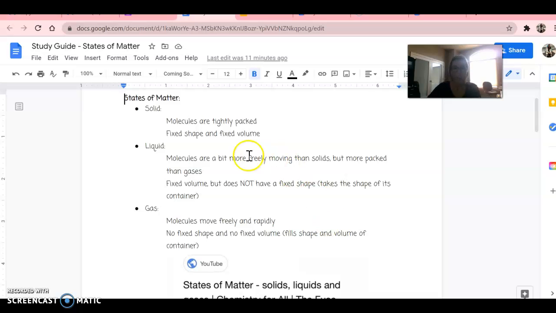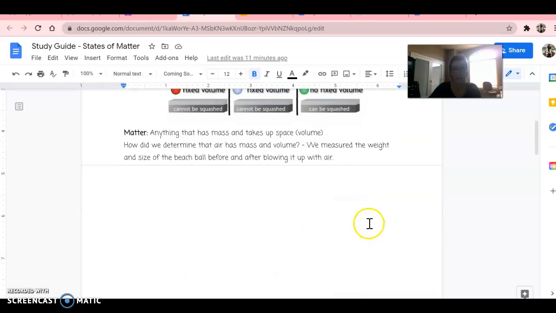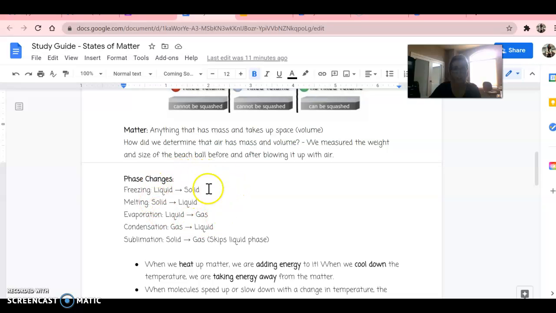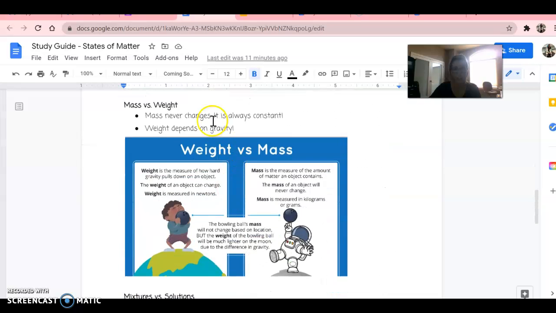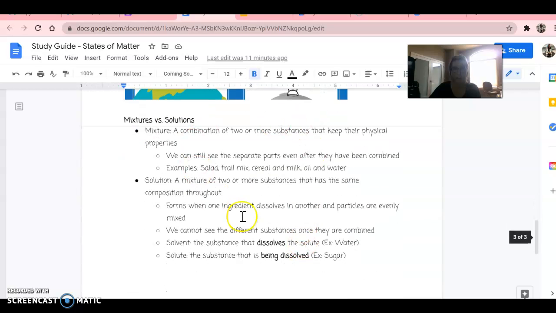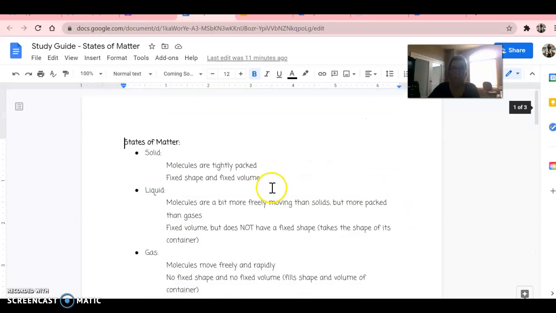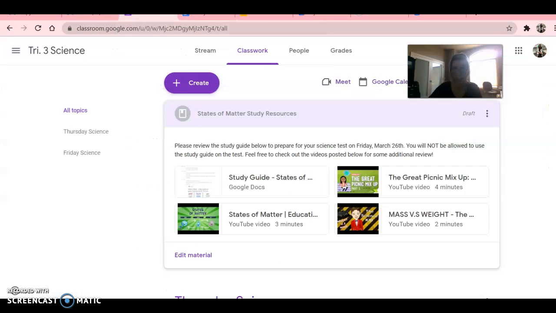So as you can see, the very first topic is on the states of matter. Then we talk about phase changes, weight versus mass, and mixtures versus solutions. Those are the main topics that we have touched on throughout this unit. So this is the review, and tomorrow you will see this information on your test as well. So this is a very important study resource. This will not be available for use on your test, so make sure that you are studying it before tomorrow. Hopefully you've been studying it up until this point.